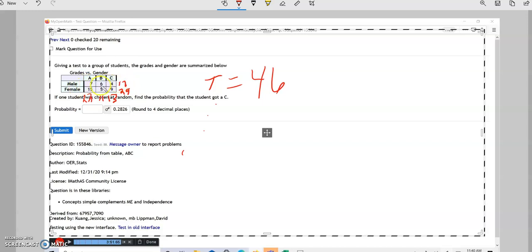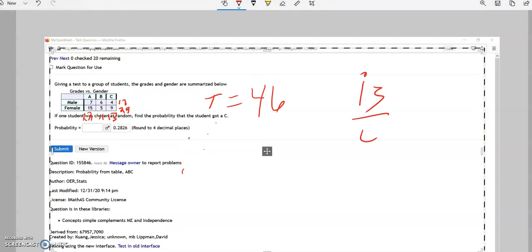So total the males, 7, 6, and 4 is 17. Total the females, you get 29. Total the A's, you get 22. Total the B's, you get 11. Total the C's, you get 13. And the grand total, you need that also, is 46. So the probability of getting a C, well, how many C's total? There are 13. So 13 over 46. And you do that on your calculator rounded to 4 places.